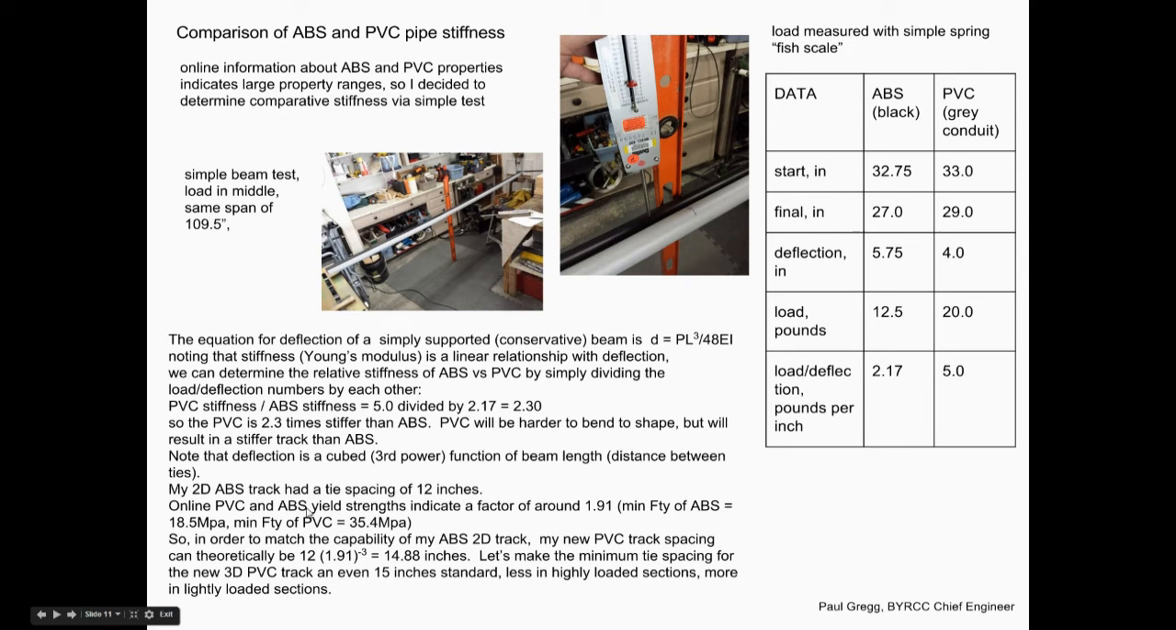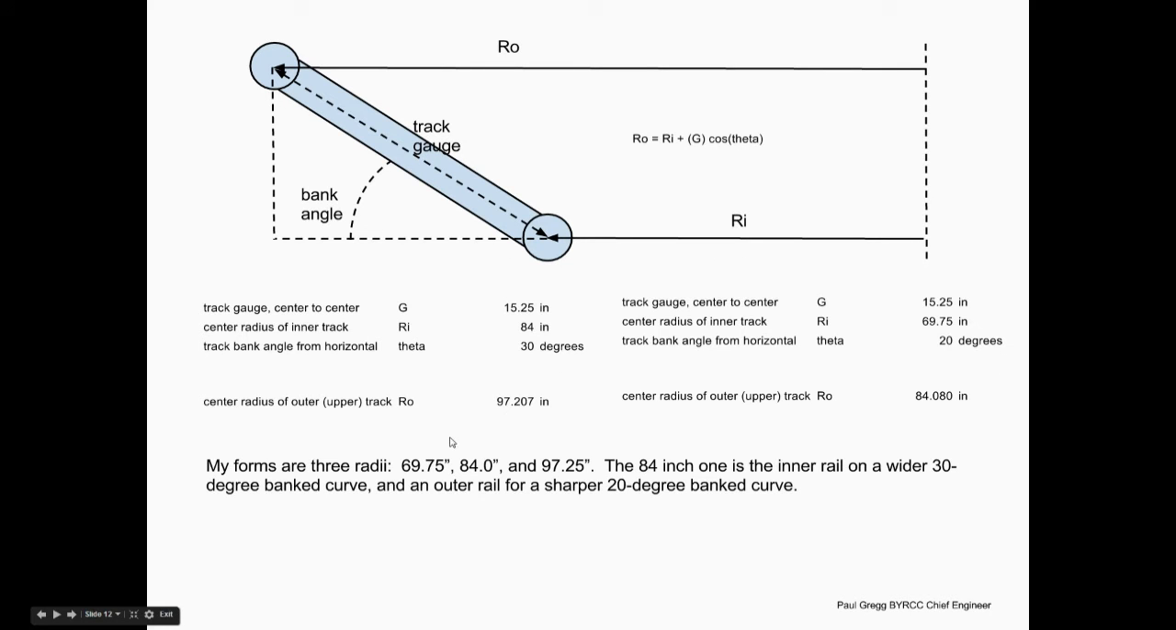Online, the PVC and ABS properties, the PVC is about 35 megapascals. That's a metric unit of stress or strength, compared to about half of that, 18.5 megapascals, for the ABS. So it's probably a good idea to stick with the PVC conduit unless you don't know how to do the forming, or it's an area that doesn't matter.